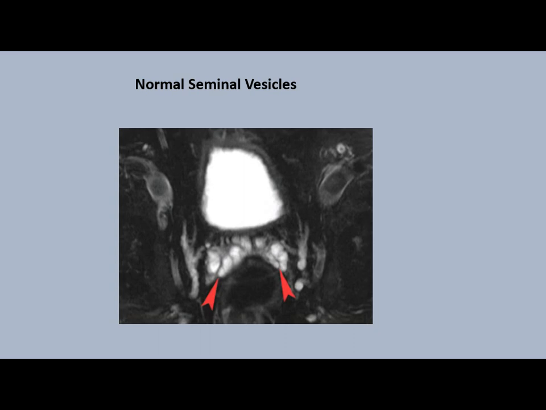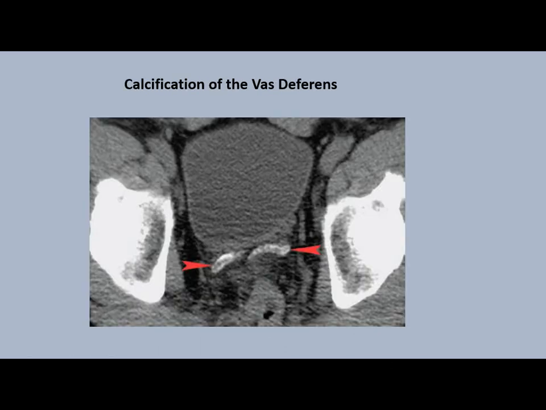Normal seminal vesicles on T2 are hyperintense. This is calcification of the vas deferens, which usually occurs in diabetic patients.